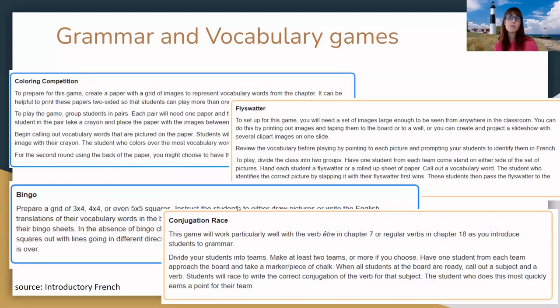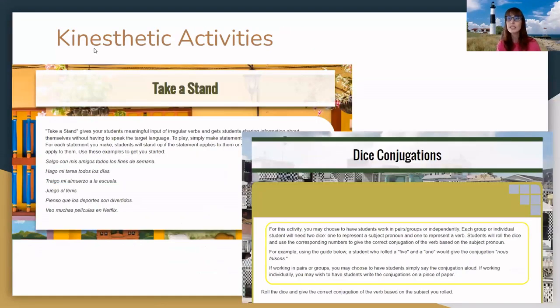We also have some kinesthetic activities, things that bring conversation and movement together. For example, this take a stand activity. You're going to make some statements and designate parts of your room to represent their responses. So it takes all of that pressure of, oh gosh, I have to speak the target language, away. No, you don't. You just have to move your body to indicate what your response is. So if you say yes to this, you go to this side of the room. If you have the opposite reaction, you go to this side of the room.